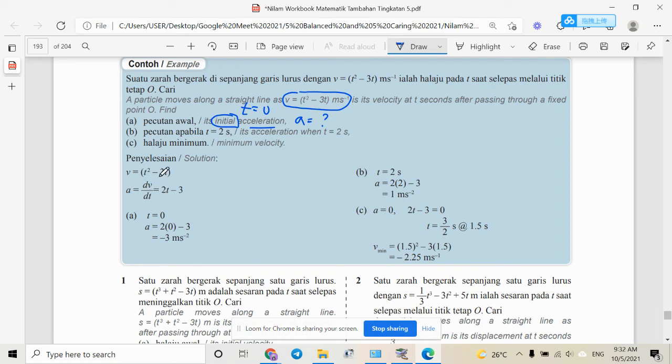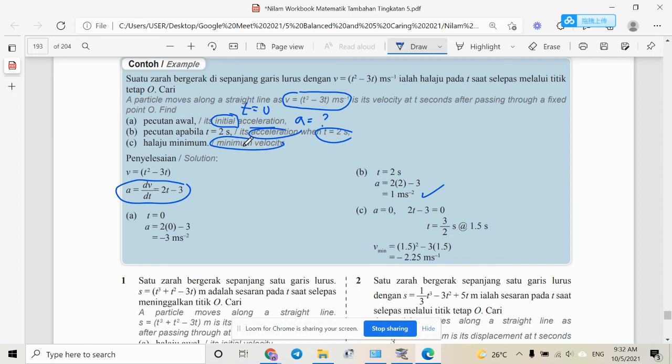2 bring down times 1, so you have 2t. Power 2 minus 1 becomes power 1. Differentiate negative 3t, you have negative 3. So this is the formula for a. Just substitute t equals 0 and you get a equals minus 3. Question B: find the acceleration when t equals 2. Just substitute t equals 2 inside a, then you get a equals 1.